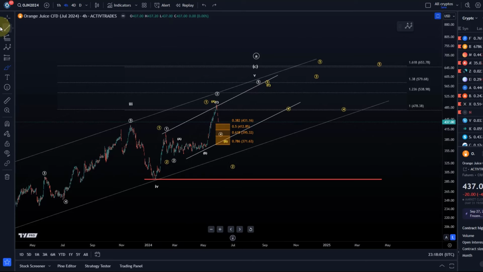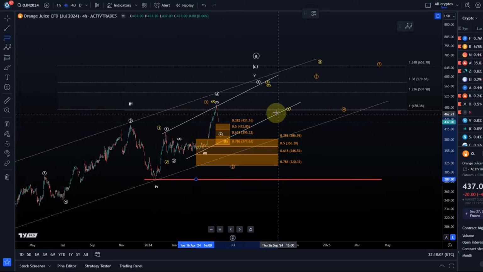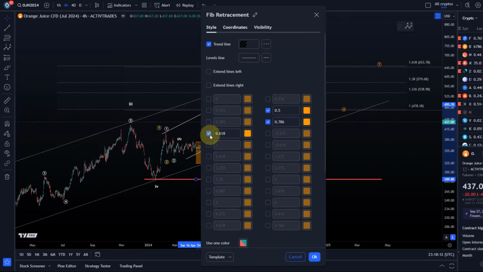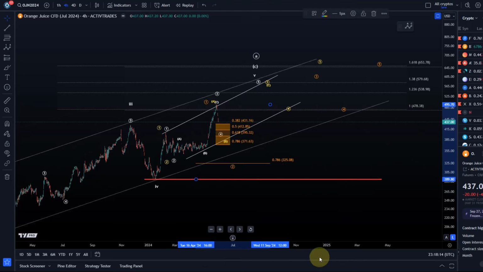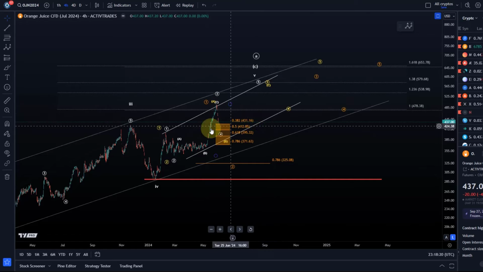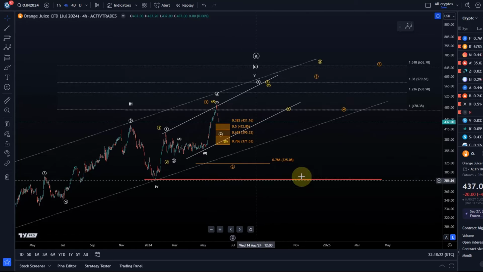Just be aware, for the orange count, oh, did I change the color? For the orange count, the last reliable support is at 325. But the invalidation point, which is different, is down here, the January low at 288. So hopefully that helps. That tells us what is happening here.